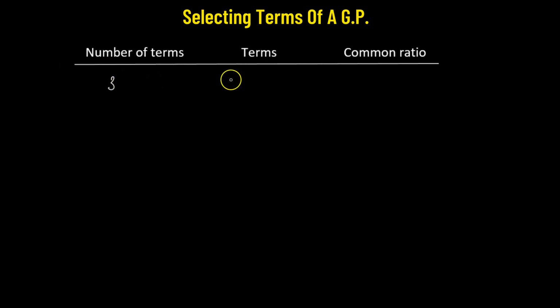To select the terms, all we have to do is consider three terms, a over r, a, and ar. So these three terms are going to be in geometric progression and they are going to have a common ratio of r. You can verify it by taking the second term and dividing it by the first term to get a common ratio of r. Or similarly, we can take the third term and divide it by the second term to get a common ratio of r. What if we want to select four number of terms?